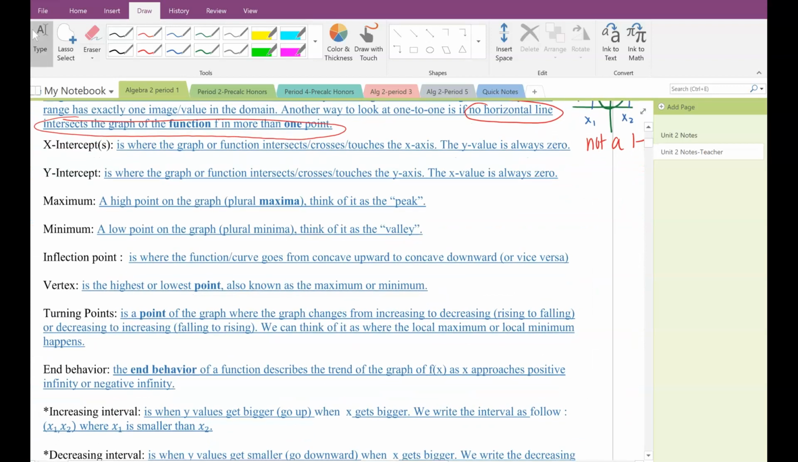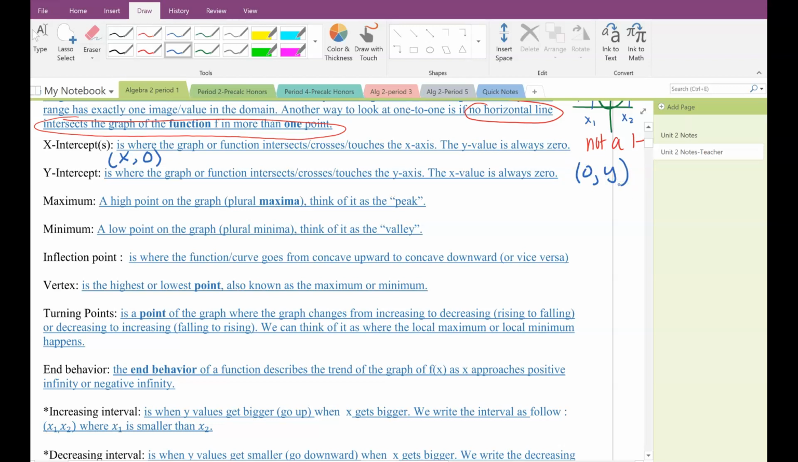X-intercept is where the graph or the function intersects, crosses, or touches the x-axis. The y value is always 0. So usually when we write the x-intercept, we write it like this, x comma 0, whatever that x value is. Y-intercept is where the graph or the function intersects, crosses, or touches the y-axis, and the x value is always 0. So if x is 0, we always write 0 comma y, whatever that y value is.